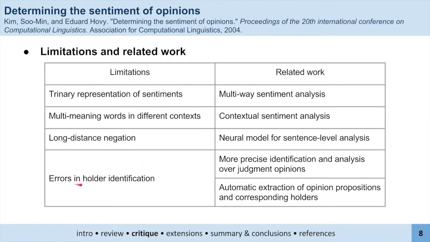Finally, there also exist significant errors in automatic holder identification, especially given the hypothesis in the original paper that it considers only the nearest holder. In order to solve the problem, more precise identification and analysis of judgment opinions is done, and automatic extraction of opinion propositions and the corresponding holders is also carried out.